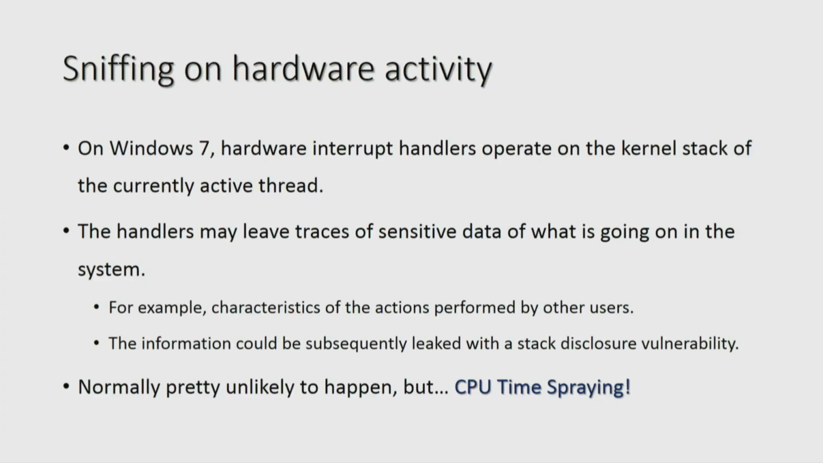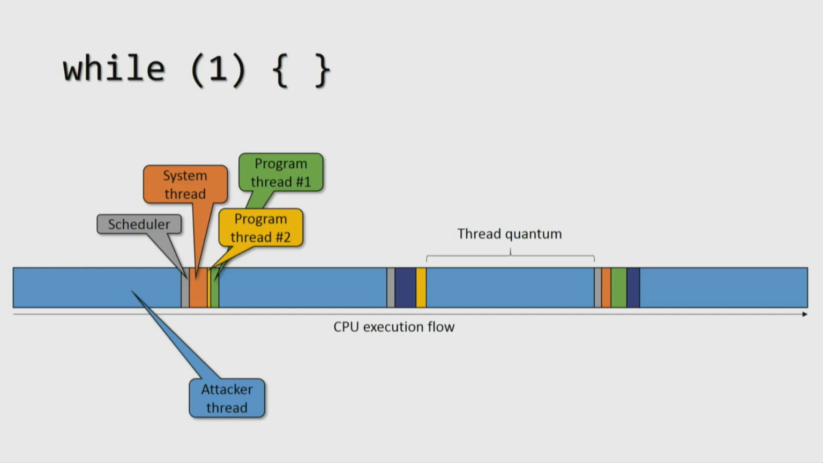Now, another demo that I wanted to show you is about sniffing hardware activity. It turns out that on Windows 7, hardware interrupt handlers operate on the same kernel stack as the currently active thread. And these handlers may leave some interesting traces of data on the stack, for example some characteristics of actions performed by other users. Normally this wouldn't happen very frequently because our thread, like any user application thread, is not taking too much CPU time. But we can use something called CPU time spraying, which is pretty much just an infinite loop. You can see how it works.